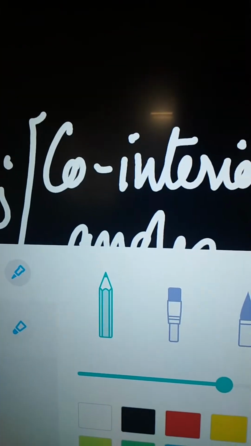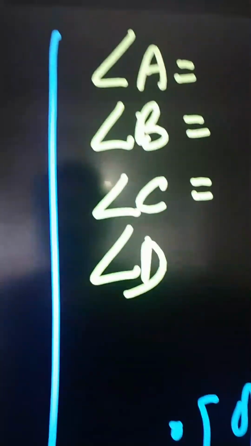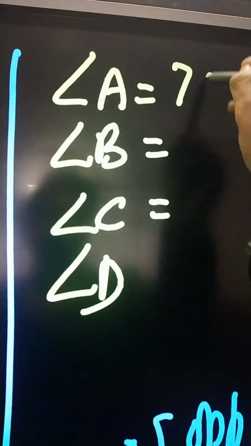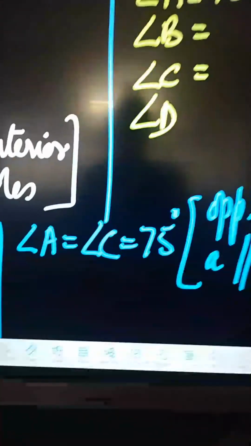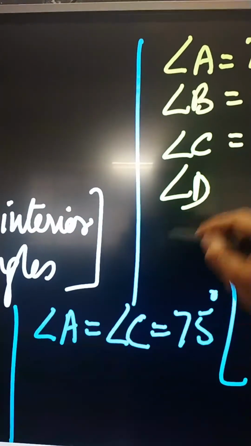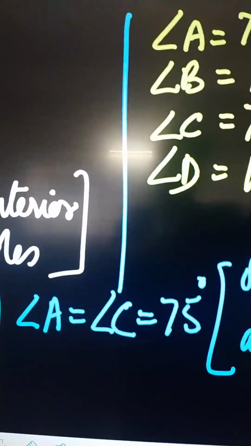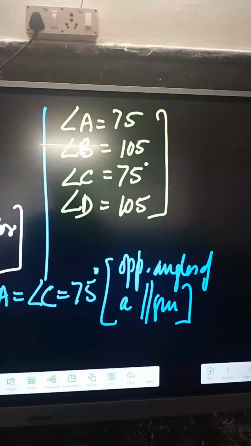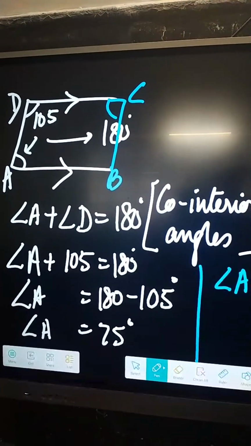So we have found all the answers, and all the answers I will write here. Angle A is how much, angle B is how much, angle C and angle D. Angle A is 75. Which angle is equal to angle A? Just now I have written C. So angle A is equal to angle C, which is 75. Angle B is 105 and angle D is 105. So we have got all four answers. And all these four are based on properties of a parallelogram and parallel lines.